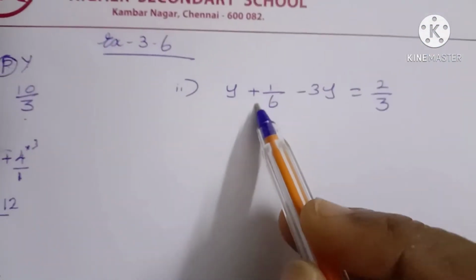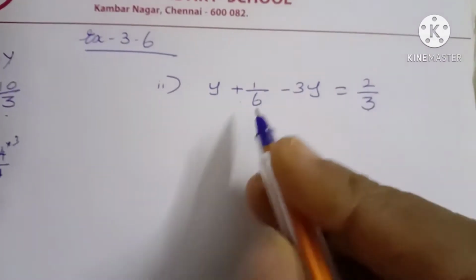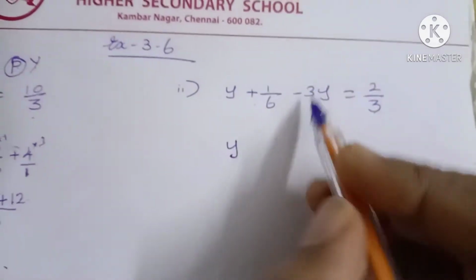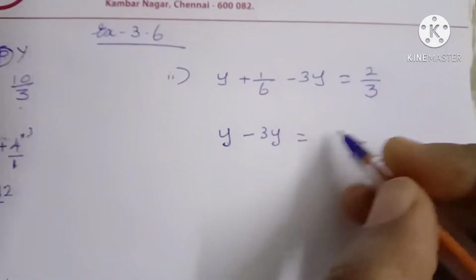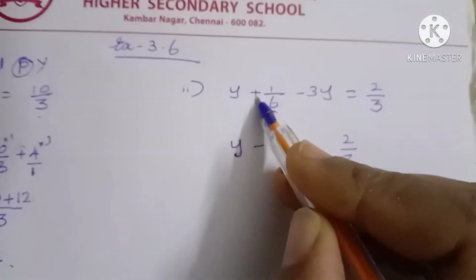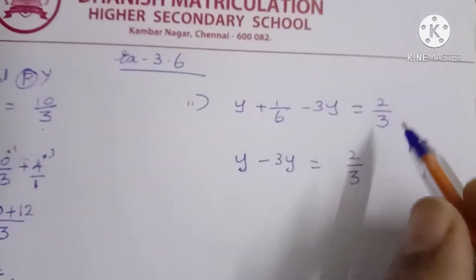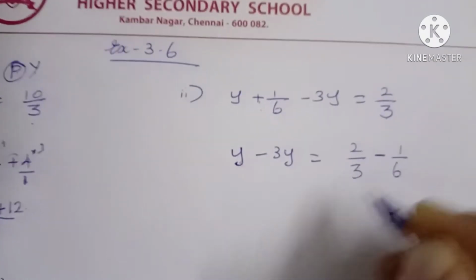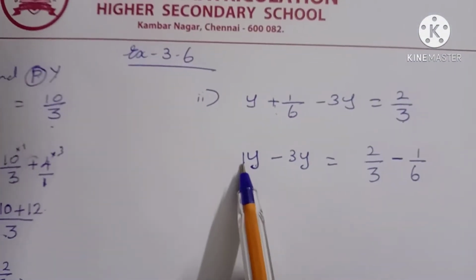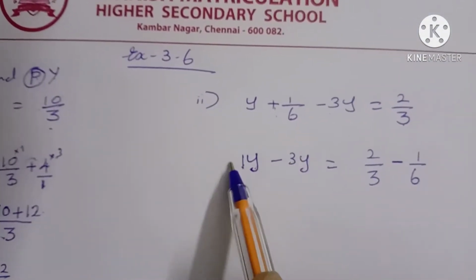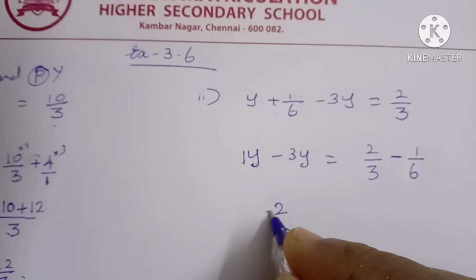Then next question, y plus 1 by 6 minus 3y is equal to 2 by 3. So, keep y term as it is, that is y minus 3y is equal to, and bring this plus 1 by 6 to your right hand side. If it is plus, it means minus. So, minus 1 by 6. Here, if no number is there, you have to consider 1. So, 3 plus and minus is minus. 3 minus 1 is 2 and greater number sign is minus.